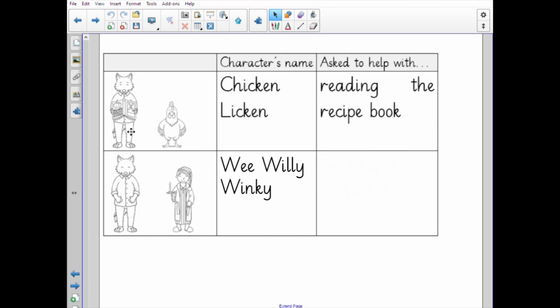So I've got the Mr. Wolf and the characters. And the first character's name was Chicken Licken and he was asked to help with reading the recipe book. That's what Mr. Wolf asked for help with. And how about this character? Well, it's Wee Willie Winkie. And what did Mr. Wolf ask him for help with? It was writing a shopping list. So you just write it in the box like that.